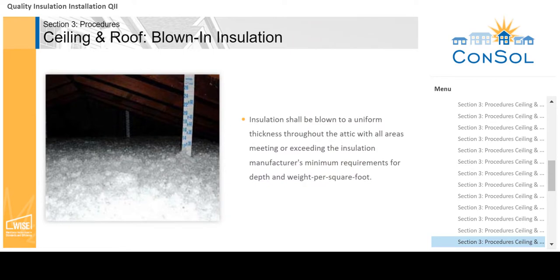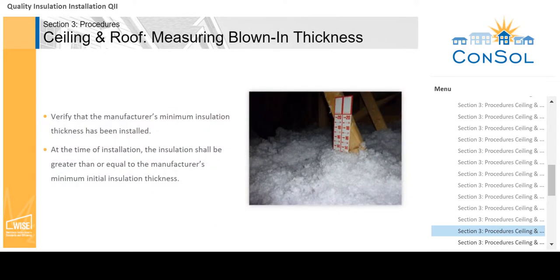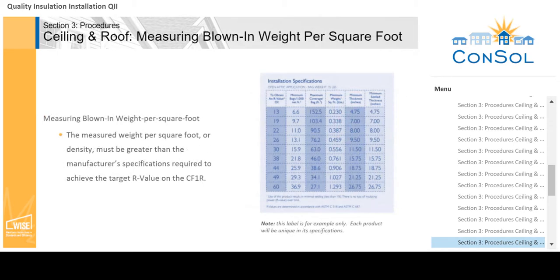Insulation shall be blown to a uniform thickness throughout the attic with all areas meeting or exceeding the insulation manufacturer's minimum requirements for depth and weight per square foot. Verify that, at the time of installation, the insulation depth is greater than or equal to the manufacturer's minimum initial insulation thickness. The measured weight per square foot, or density, of fiberglass insulation must be greater than the manufacturer's specifications required to achieve the target R value on the CF1R.